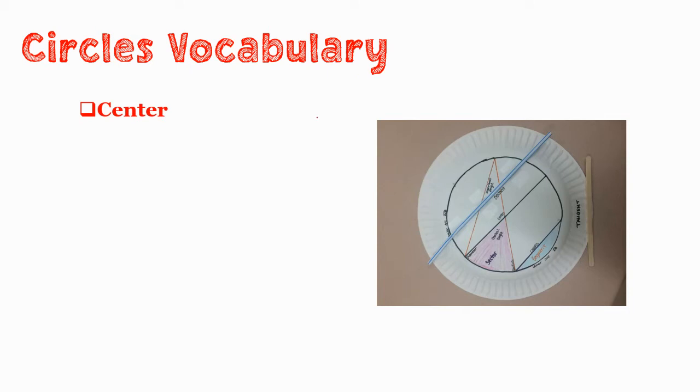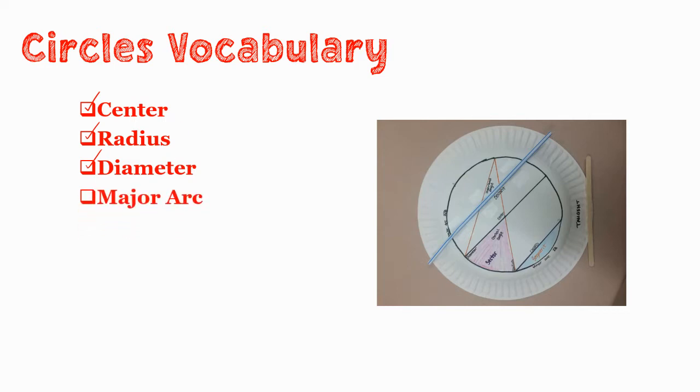So some of the words were center, not a new word to us, right? The radius, also not a new word to us, and diameter, right? Those three are things that we likely already knew before this unit, right? The diameter is twice the radius.